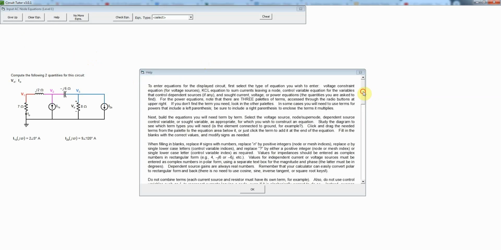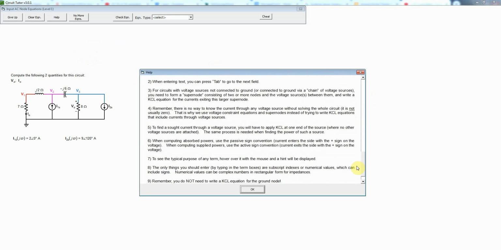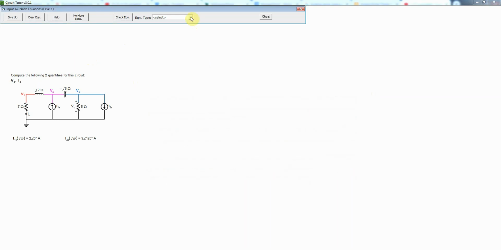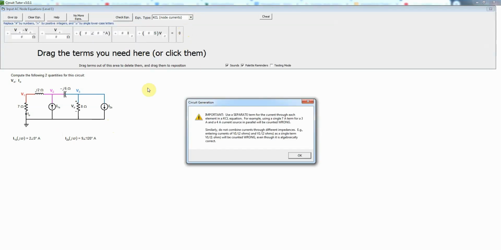And then we do get some instructions. And again, the instructions are generally similar to the DC case. And now we would simply need to write the appropriate types of equations. So in this case, we don't have any voltage sources that would apply voltage constraints. So we basically just need to write KCL equations and sought variable equations. And as in the DC case, we want to make sure that we don't combine elements in series when writing these equations.